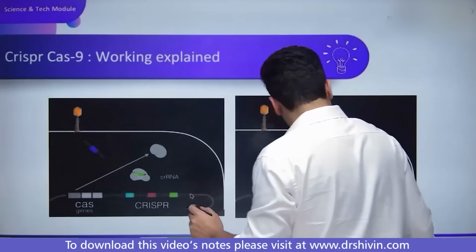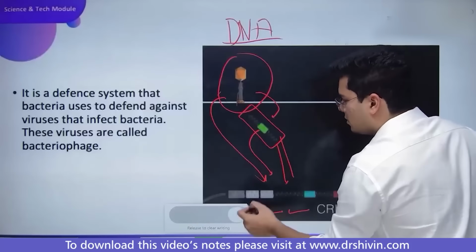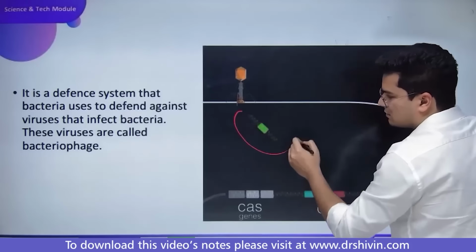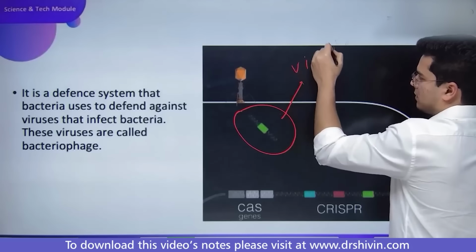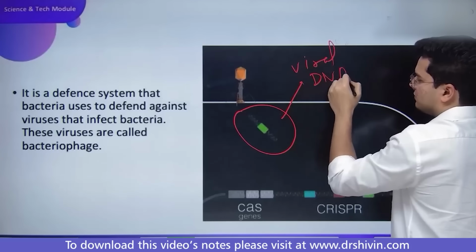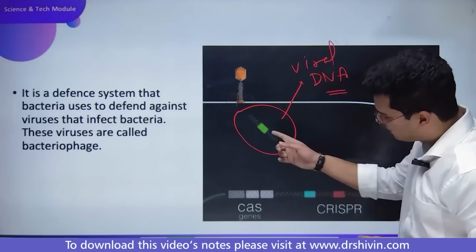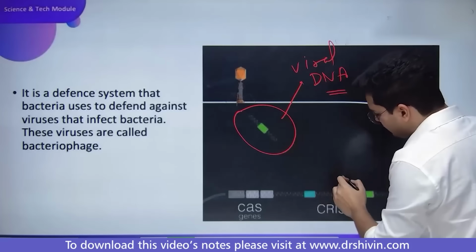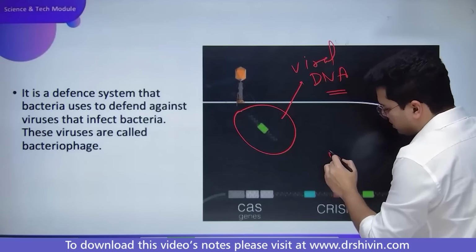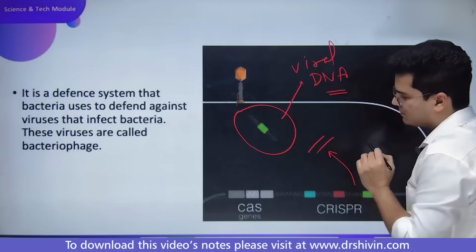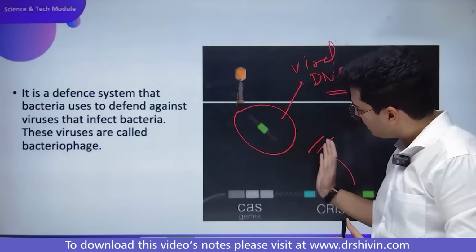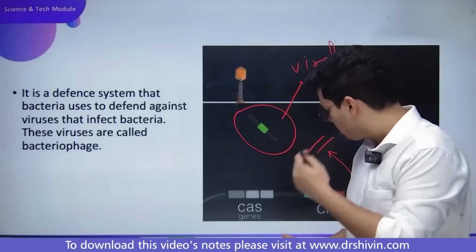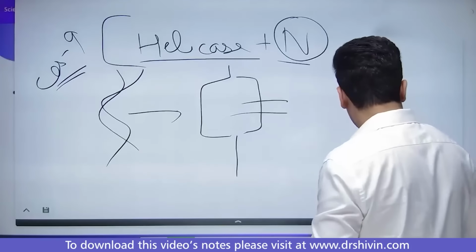If it can prevent viral DNA from getting integrated, the bacteria will be protected. So what does the bacteria do? Okay, the bacteria will look at this viral DNA. It will recognize it and it will make a simpler molecule to cut it. It will want to recognize that, okay, this is viral DNA and then make a molecule to cut it. So how does the bacteria do that?